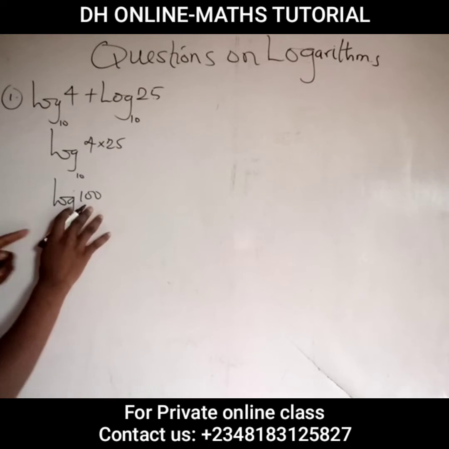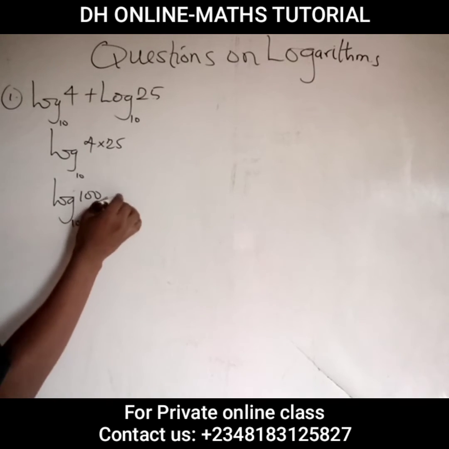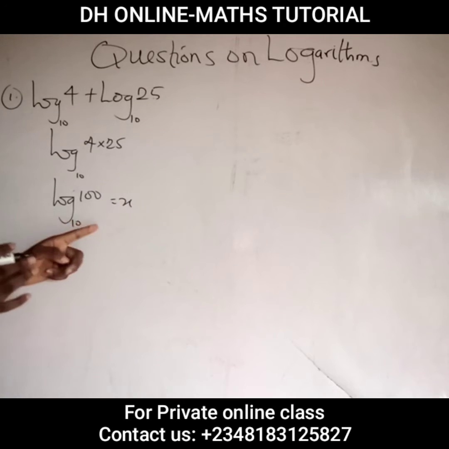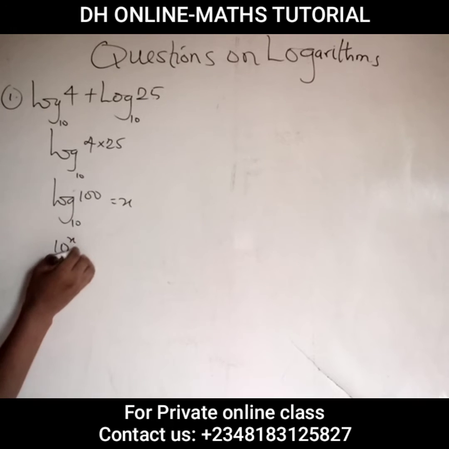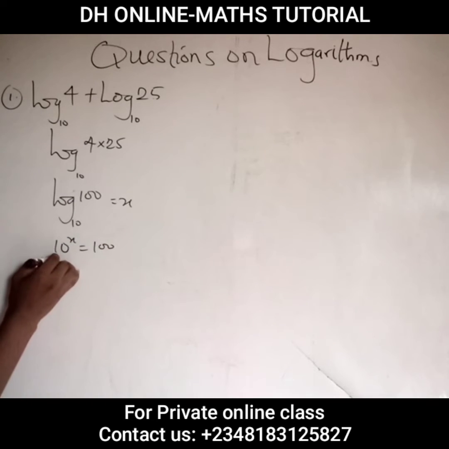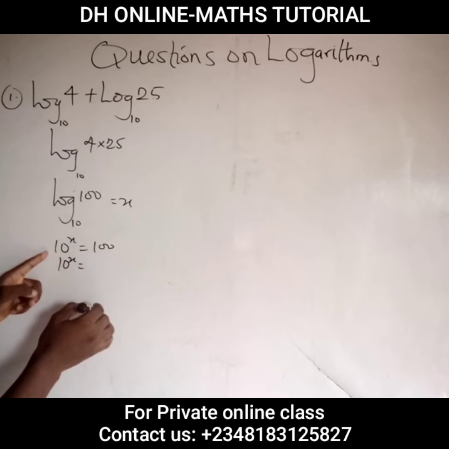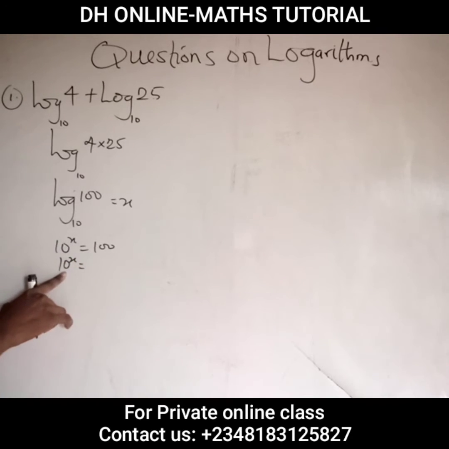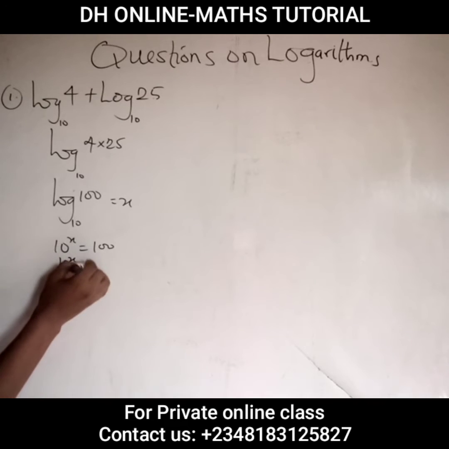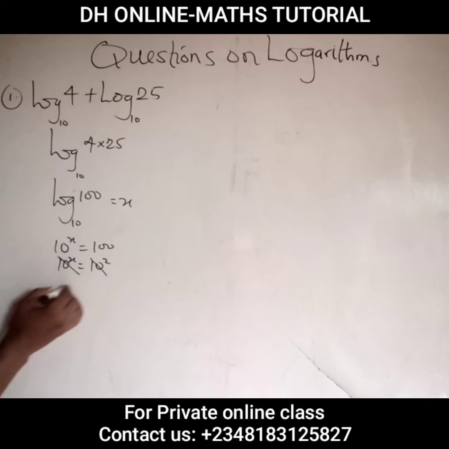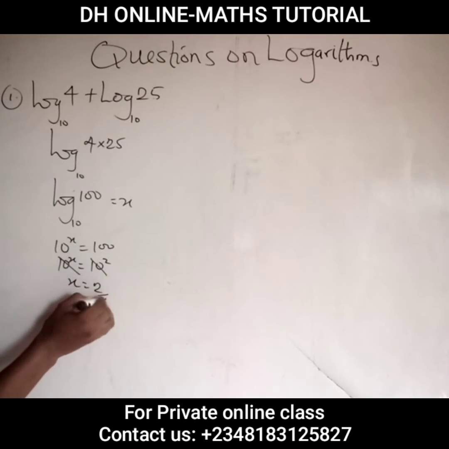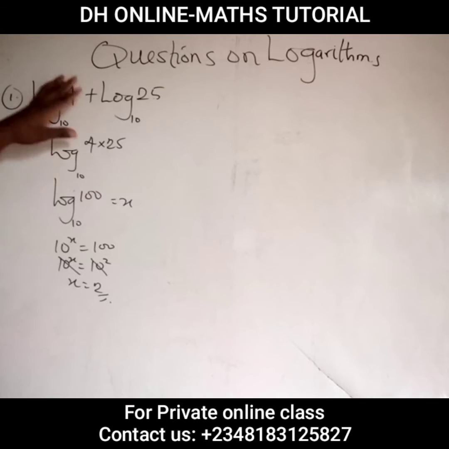I will then set this equal to x. I explained this in the second series. So I'm having 10 to the power of x equal to 100. In how many places will I multiply 10 to give me 100? That is 10 to the power of 2, because 10 times 10 will give us 100. So this and this are the same, then x is equal to 2. So our answer here is x is equal to 2.